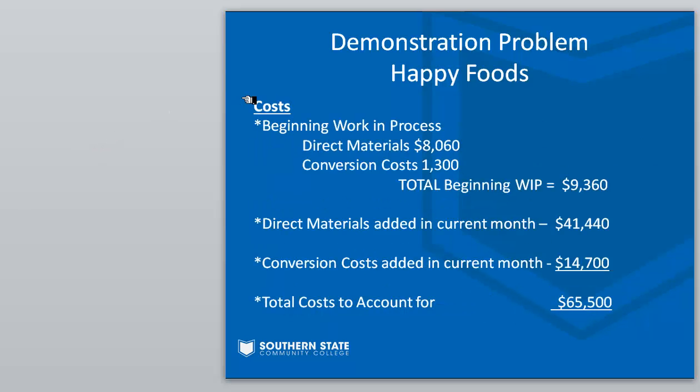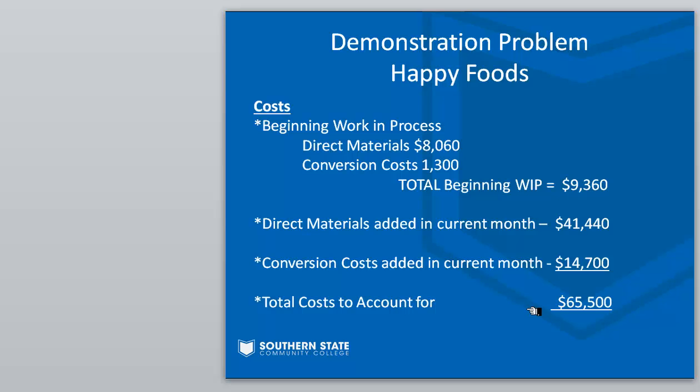We also have the cost involved with the information that I just gave you. We have beginning work in process. We have direct materials that we've added. We have conversion costs that we added. Conversion costs are generally your direct labor and your overhead. So we come up with a total cost to account for number. So again, pause and write that down.